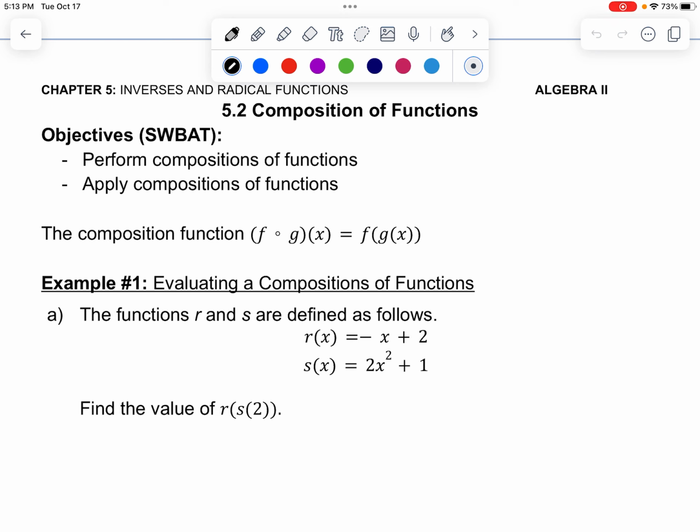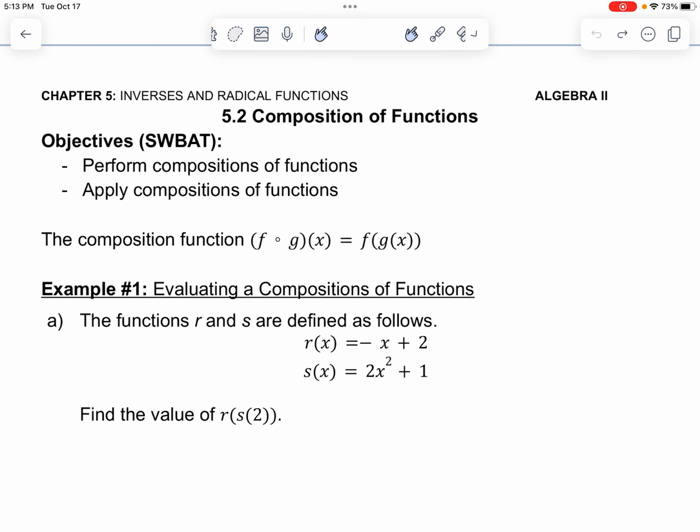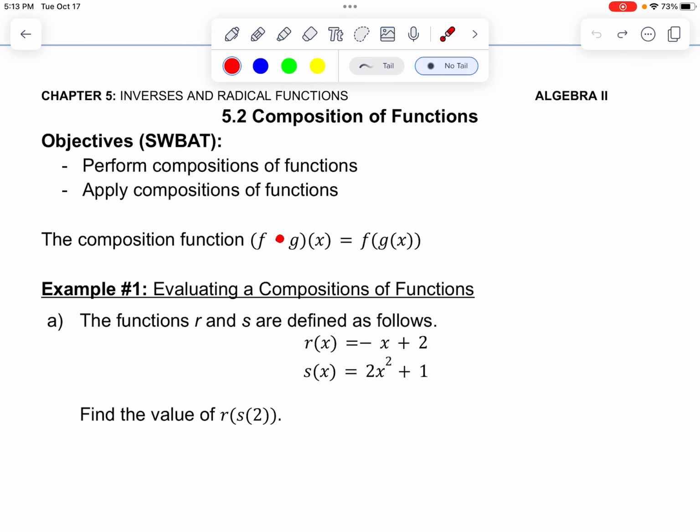And so our objective is that we're going to perform compositions of functions and then apply them. The composition function, what you'll notice is it has this little dot that is open. So instead of it being filled in, which means multiplication, this one is not going to be filled in. And essentially what it does is it takes g of x, so it takes the output of the g function, becomes the input of the f function.